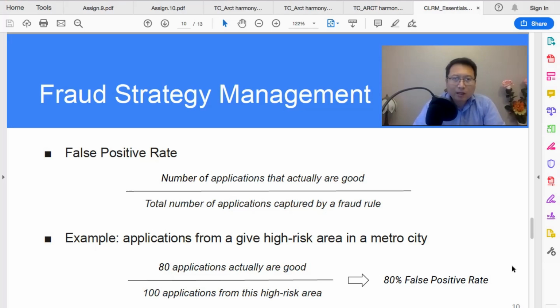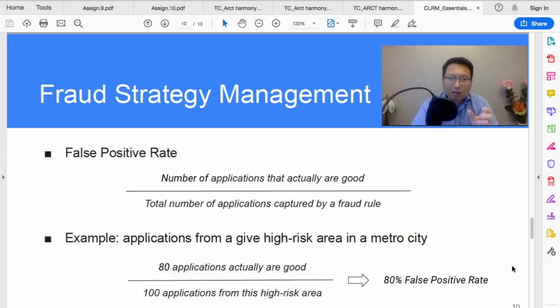So the idea is that you want to design a rule to catch the fraudster, but it's very hard to design a rule that captures 100% of all the fraudsters. So in reality, even a good rule will catch some fraudsters, but at the same time, you will capture some good customers who happen to demonstrate the same behavior. That's called a false positive. A good customer, a good application, caught by the same fraud rule.